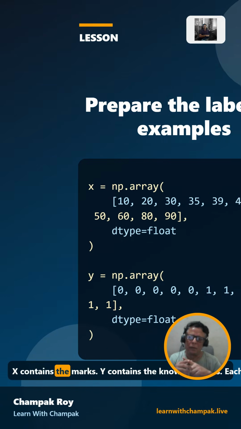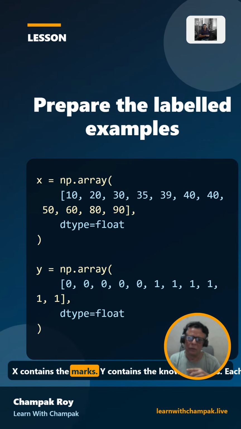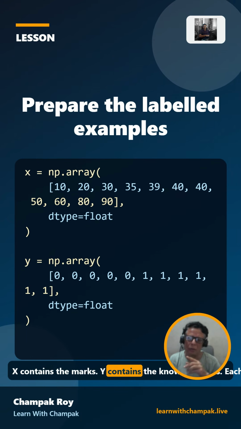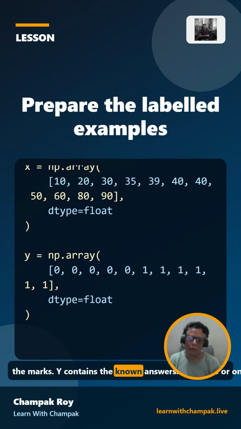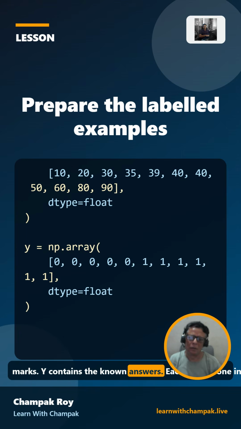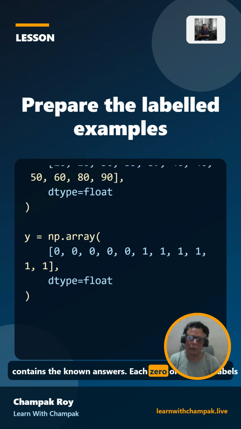X contains the marks, Y contains the known answers. Each 0 or 1 in Y labels the mark at the same position in X. These labeled pairs teach the model.